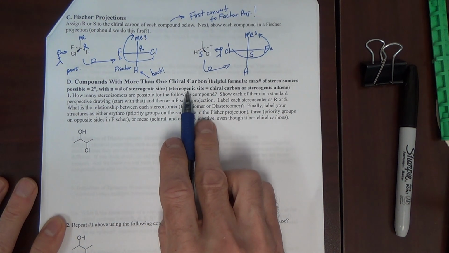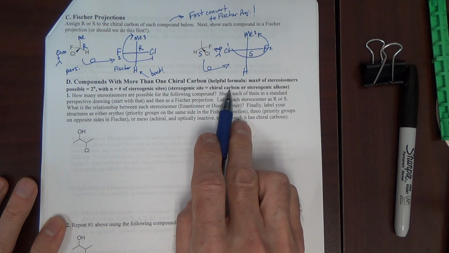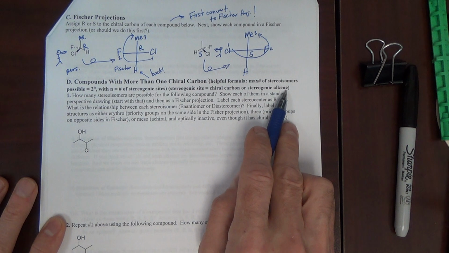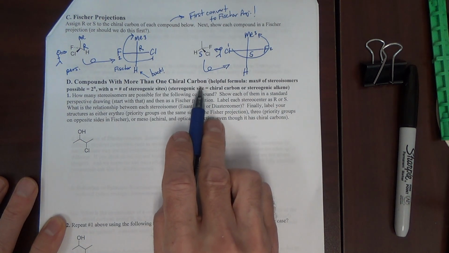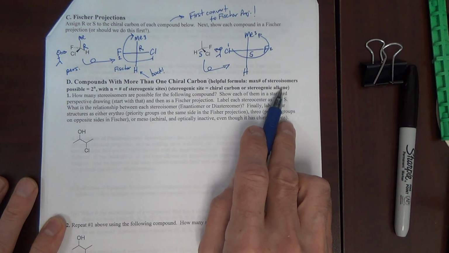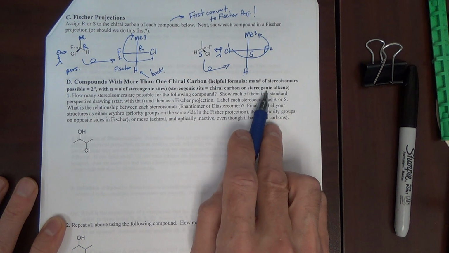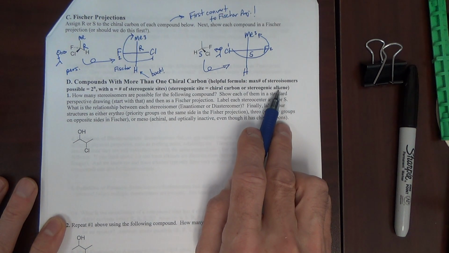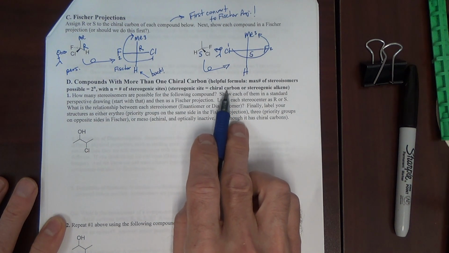Now, a stereogenic site can be a chiral carbon or a stereogenic alkene. Note that I'm calling it a site. I'm not saying a stereogenic atom, because an alkene consists of 2 atoms, yet the alkene is just one stereogenic site. But a chiral carbon is another type of stereogenic site.